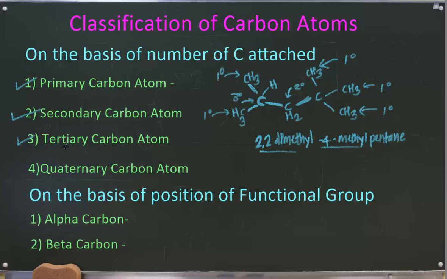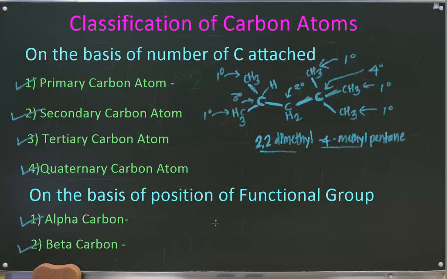And the quaternary carbon atom is the carbon which is attached to four different carbon atoms. Since this carbon over here is attached to four different carbon atoms, we can say that this carbon is a quaternary carbon atom. Now, on the basis of the position of the functional group, carbon atoms are again classified as alpha carbon and beta carbon.